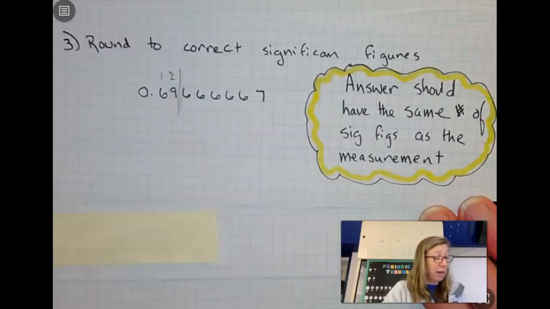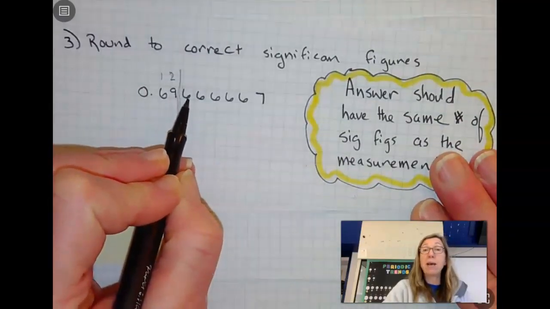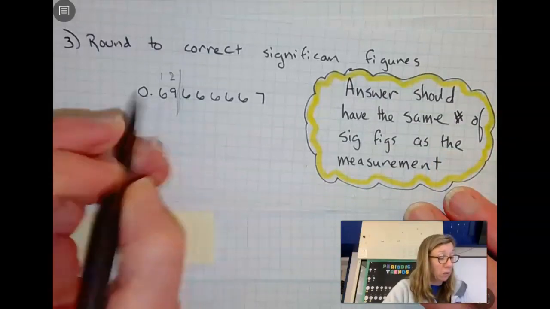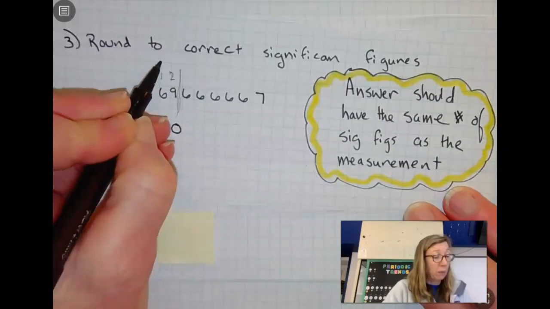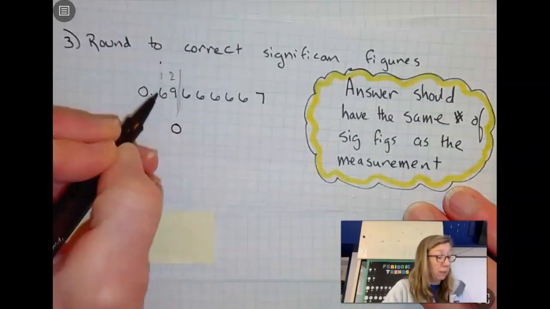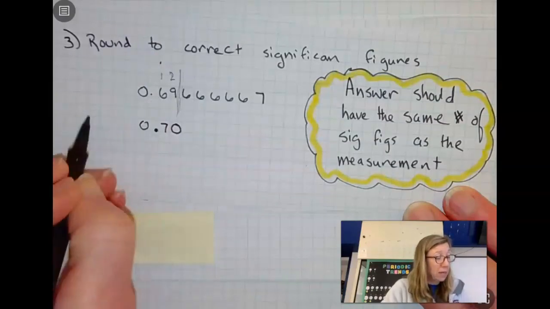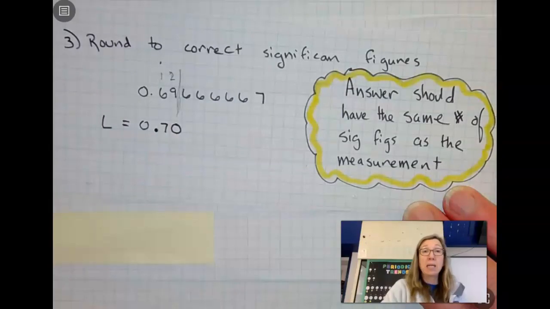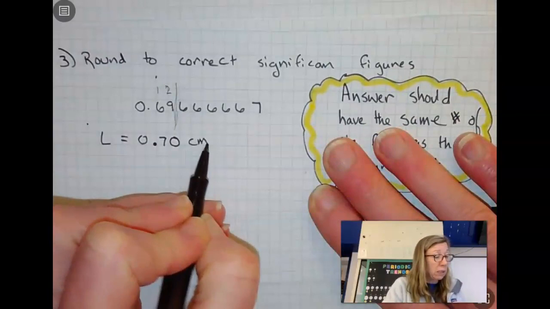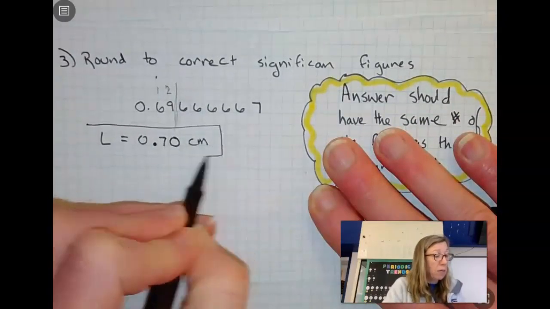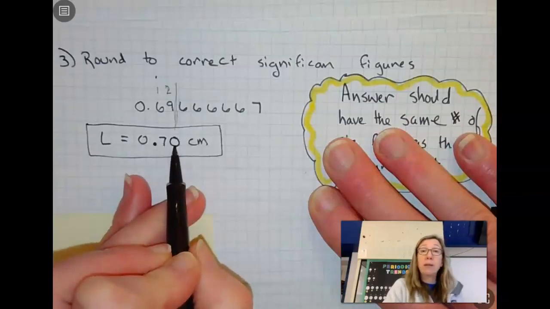So right now I have this number, and we look here, 6 is greater than 5. So that's going to cause this to round up. It's going to round up to 0, and then we're going to have to put a 1 up here. 1 plus 6 is 7. So our correct answer, the length of that line, in centimeters, we have units, is going to be 0.70 centimeters, 2 significant figures.